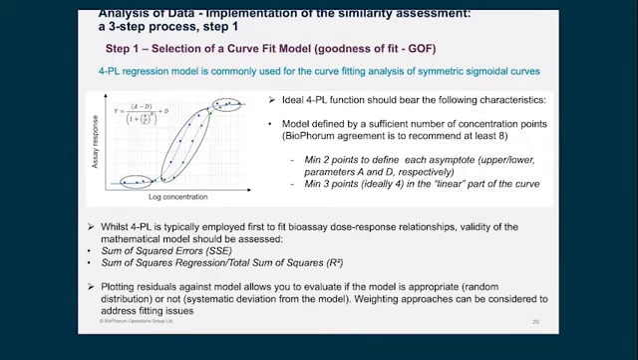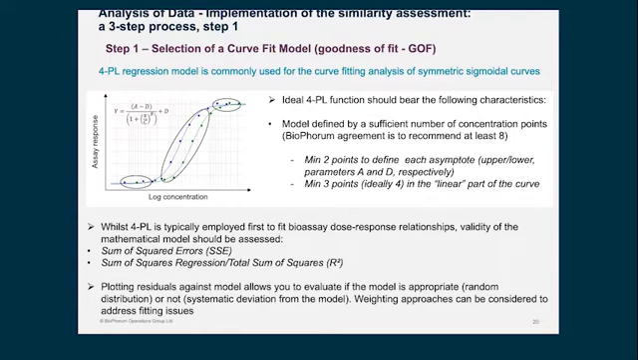Anyway, the validity of the mathematical model should be assessed. And to this end, some approaches are proposed in the literature, and you can easily find R-square or sum of square errors. Again, plotting the residual against the model would allow you to evaluate if the model is appropriate, and whether this is a random distribution or a systematic deviation from the model. It has to be noted also that weighting approaches can be considered to address fitting issues. So this is the first step.